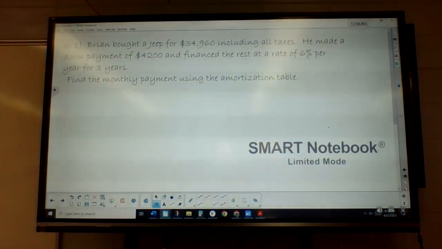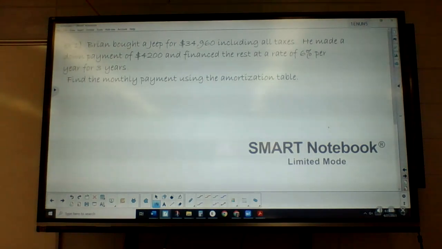Okay, so it says Brian bought a Jeep for $34,960, including all taxes. He made a down payment of $4,200 and financed the rest at a rate of 6% per year for 3 years. We're going to find the monthly payment using this table.